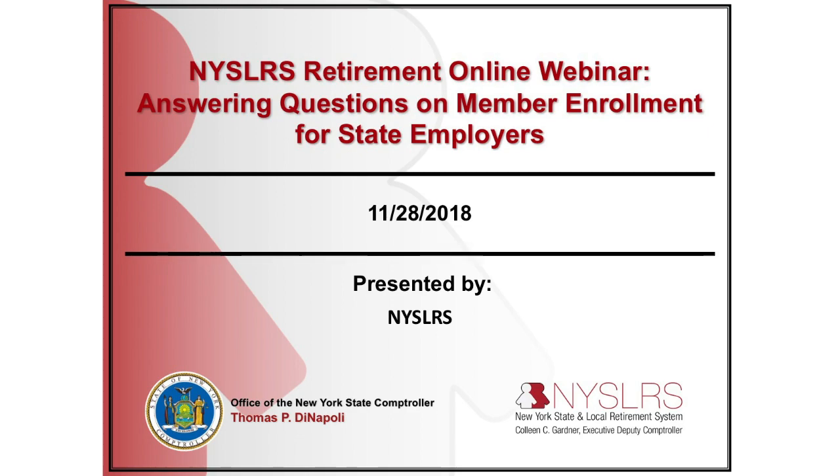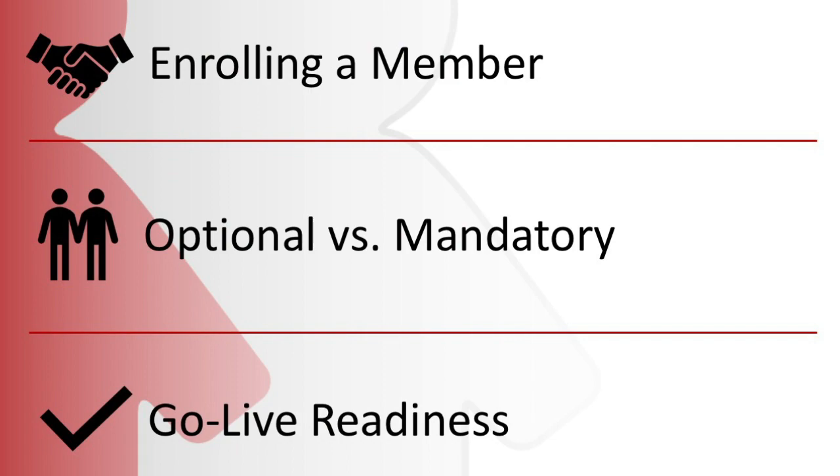My name is Will Frank. I work on the Outreach and Change Management team on the redesign project in order to make sure we are covering as many questions as we can on the different aspects of member enrollment and retirement online. We have broken this webinar into different sections in order to address the different types of questions about member enrollment. We will start by answering questions you have about how you will enroll a member through Retirement Online, after which we will address the differences between optional and mandatory members. Finally, we will answer your questions as to how you can best be ready to start enrolling members on the day that we go live next spring.